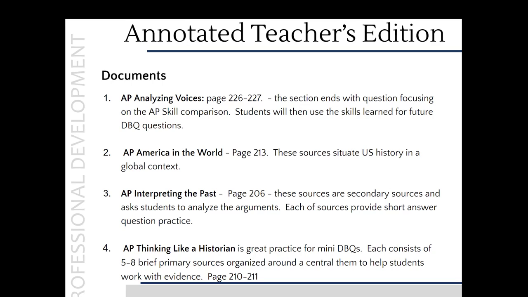AP Thinking Like a Historian is great practice for many DBQs. Each consists of 5 to 8 brief primary sources organized around a central theme to help students work with evidence. On pages 210 to 211, these documents focus on the social life of alcohol.